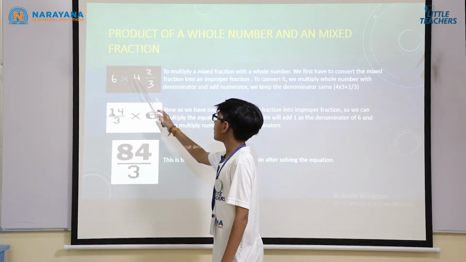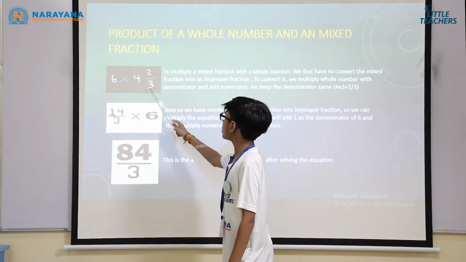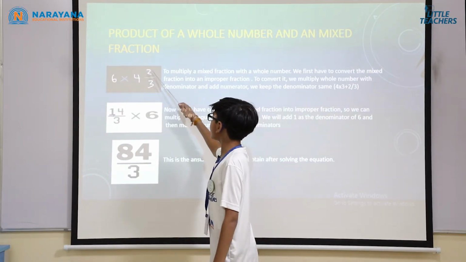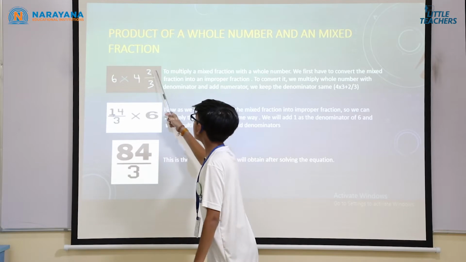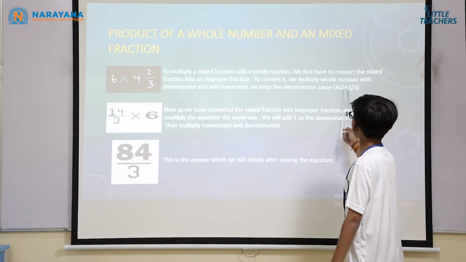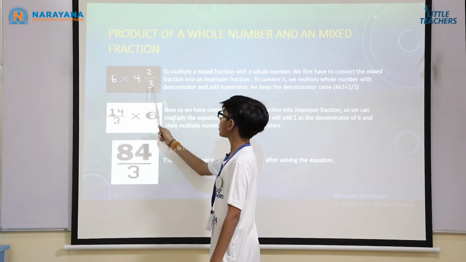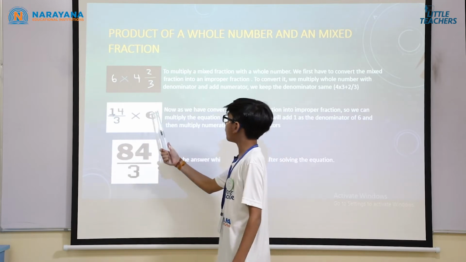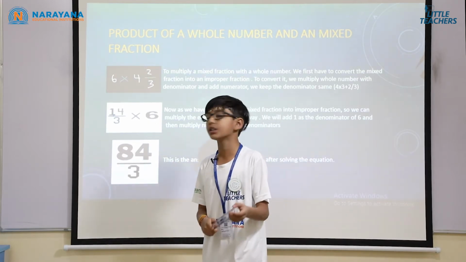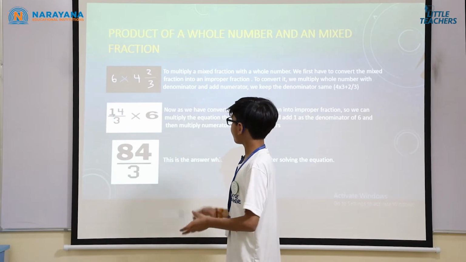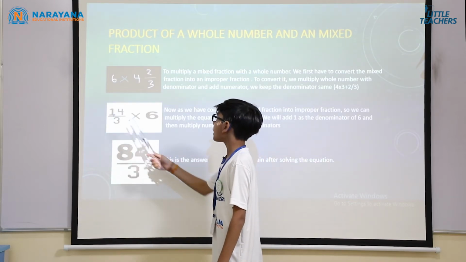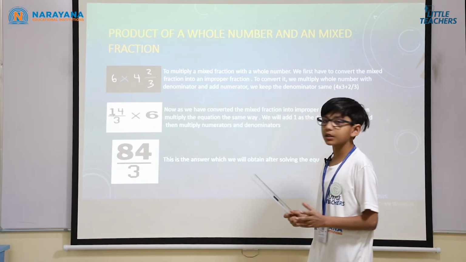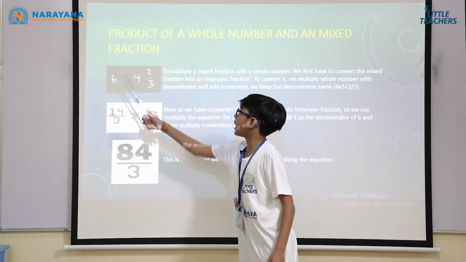To convert it, we shall multiply 4, which is the whole number, into the denominator 3, which is 12. And then we will add the numerator. 12 plus 2 is equal to 14. So, 4 into 3 plus 2 divided by 3, and we will keep the denominator as 3. So 14 by 3 into 6. Now we have an improper fraction and a whole number. As I told you how to do this, we'll assume 1 as the denominator, and then we'll simply multiply it. See, 14 into 6 is equal to 84, and 3 into 1 is equal to 3. By this method, you can obtain your answer with a mixed fraction and a whole number.